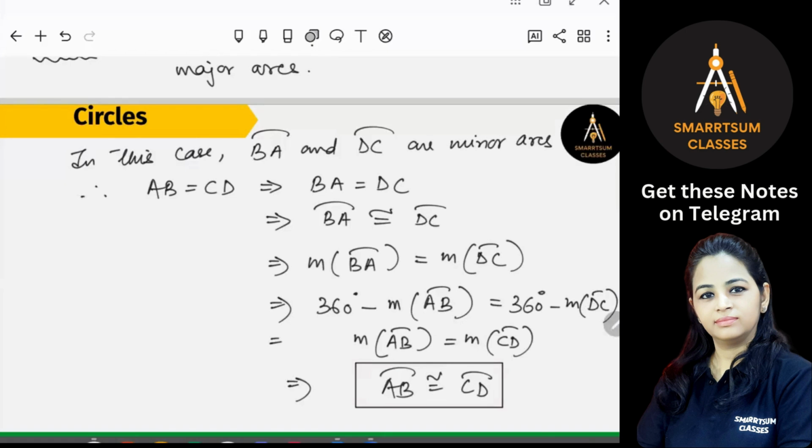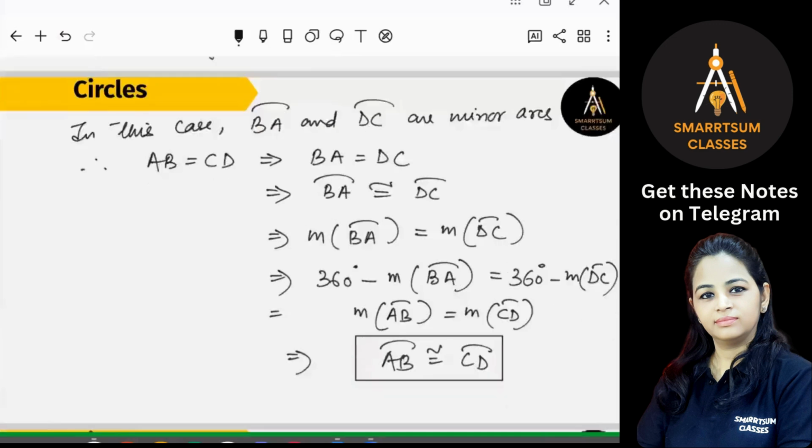Is it clear? Yes or no? Please correct this. This is BA, right? Okay. So in this way, we have proved that both the arcs are congruent. When these are major arcs, even then they will be congruent to each other if the corresponding chords are equal. So in all the cases, we have proved that.